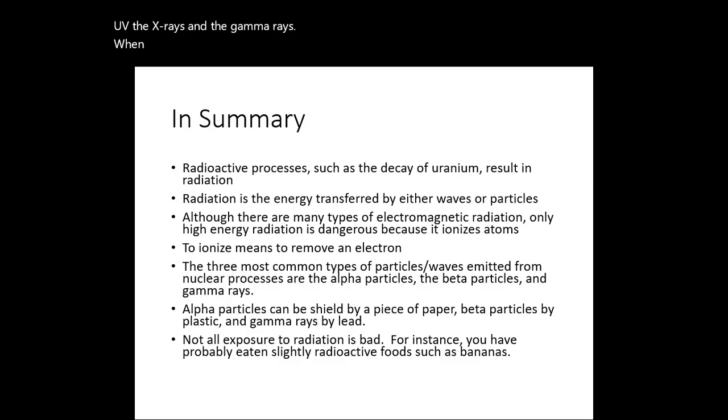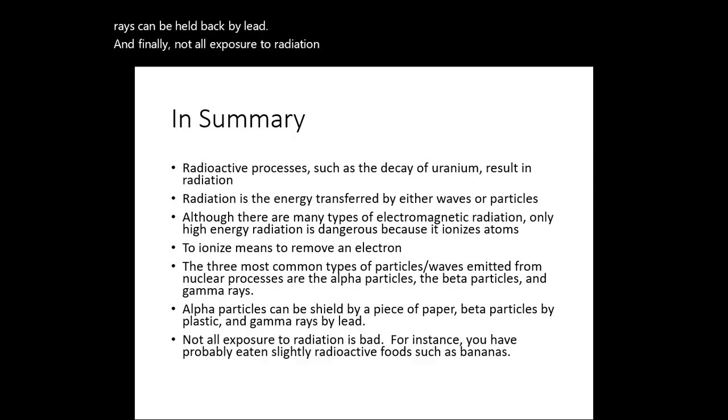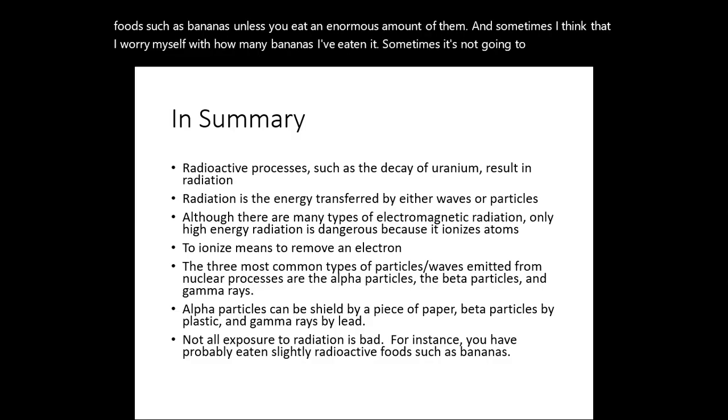When we say something is ionized, that means it has been removed of one or more electrons. The three most common types of radiation are alpha particles, beta particles, and gamma rays. Alpha particles can be shielded by a piece of paper, beta particles by plastic, and gamma rays can be held back by lead. And finally, not all exposure to radiation is bad. For instance, you've probably eaten radioactive foods such as bananas. Unless you eat an enormous amount of them, it's not going to be any significant problem.